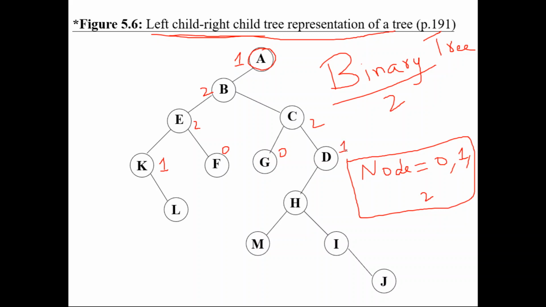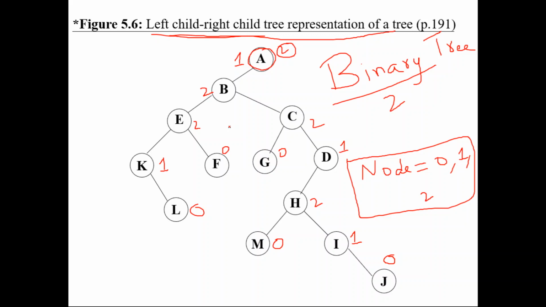H has how many children? 2. I has 1. J has 0. M has 0. L has 0. Okay. So if you see this tree, what is the degree of this tree? The degree of this tree is 2, because you cannot have more than 2 children at all. So this type of tree is called a binary tree.